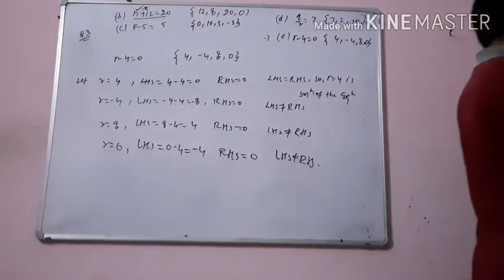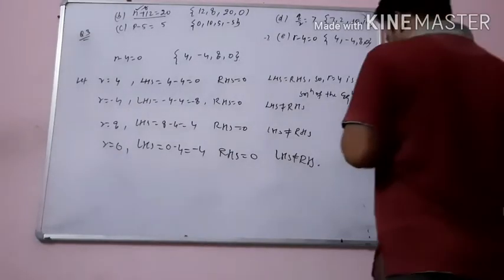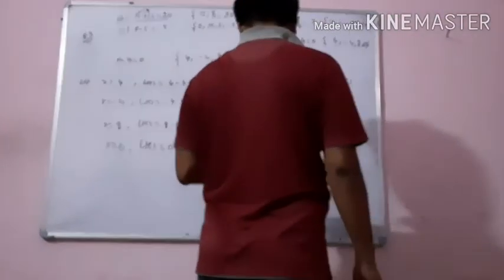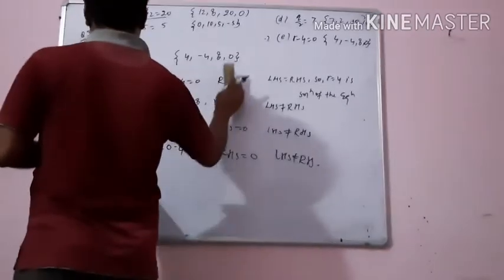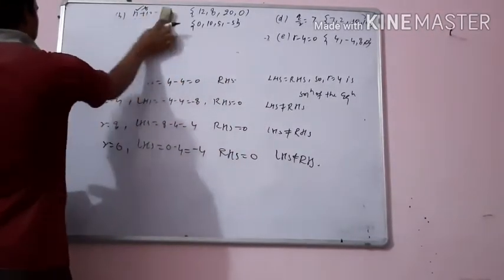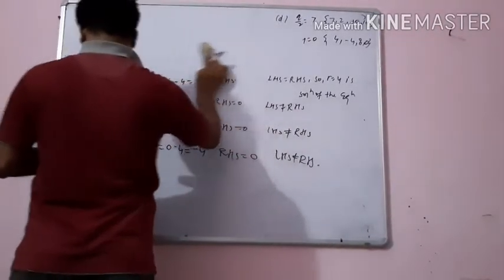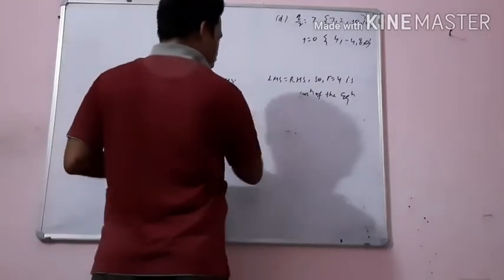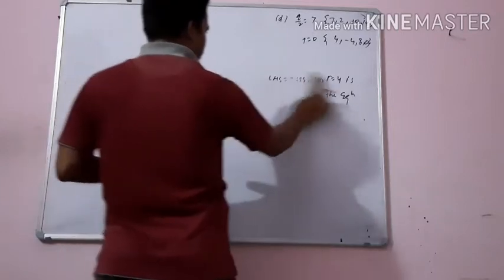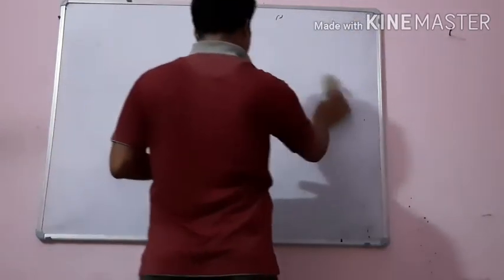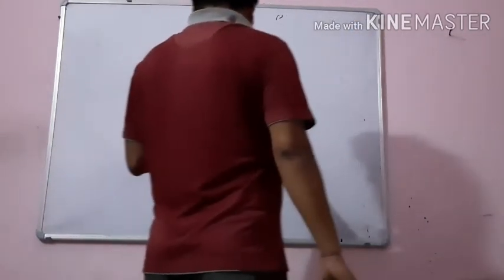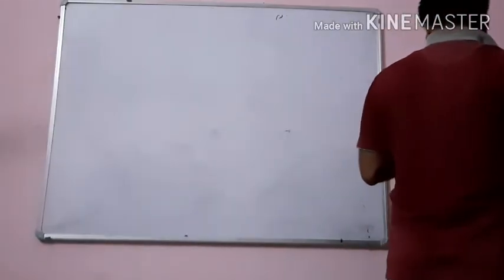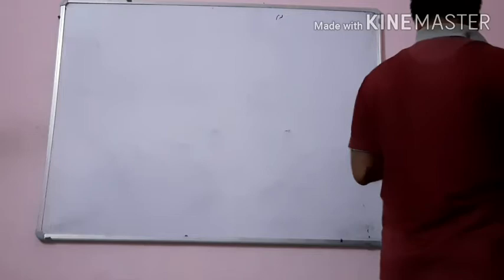Now we will move to question number 3. Question number 3 we have done. Now question number 4. Complete the table following the instruction and find the solution.